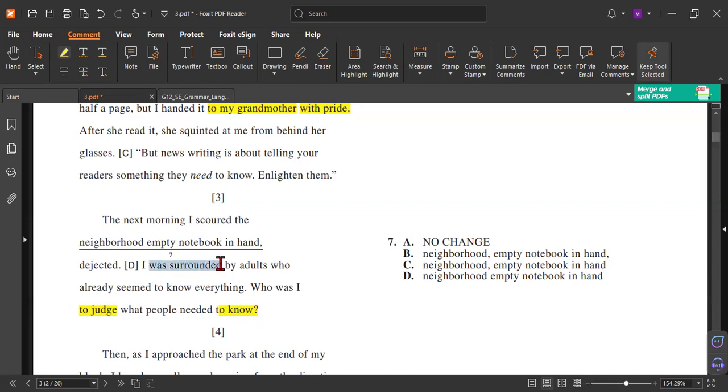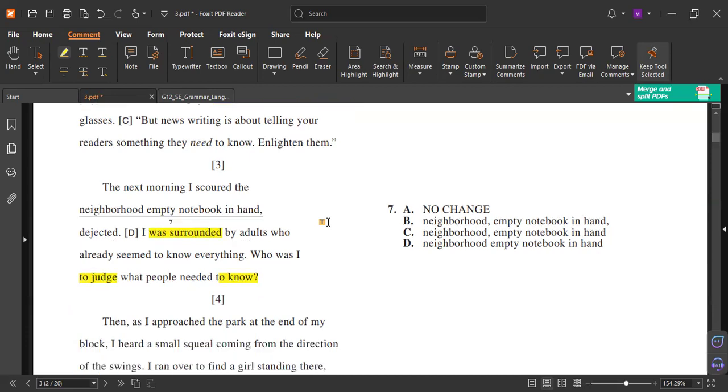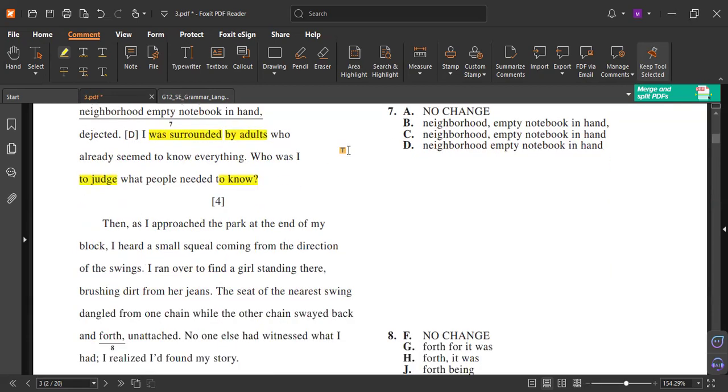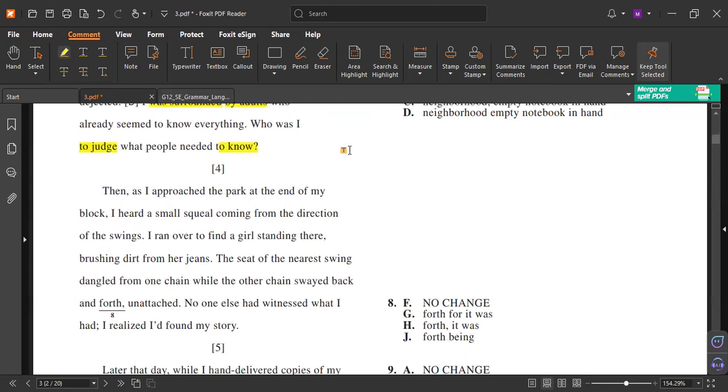But how about this phrase, or verb? By adults. So it is a verb? No, it's a preposition. By adults, a prepositional phrase, correct? That is right. Now let's focus together on this example: I ran over to find a girl standing there. Standing there means a present participle phrase, verb plus ing.